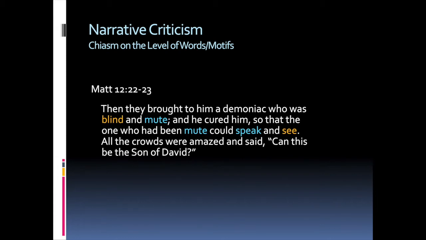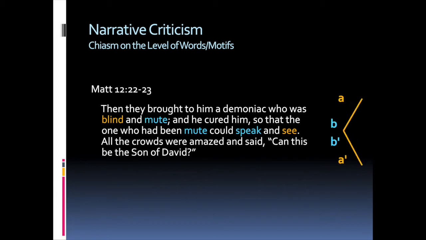Blind in the first phrase matches up with seeing in the second phrase. Mute in the first phrase matches up with mute and speak in the second phrase. Do you see how we back out? We start with blind, but we end with see. Then we move to mute, and the second to last element in the second phrase is mute, or something related to being mute or being able to speak.